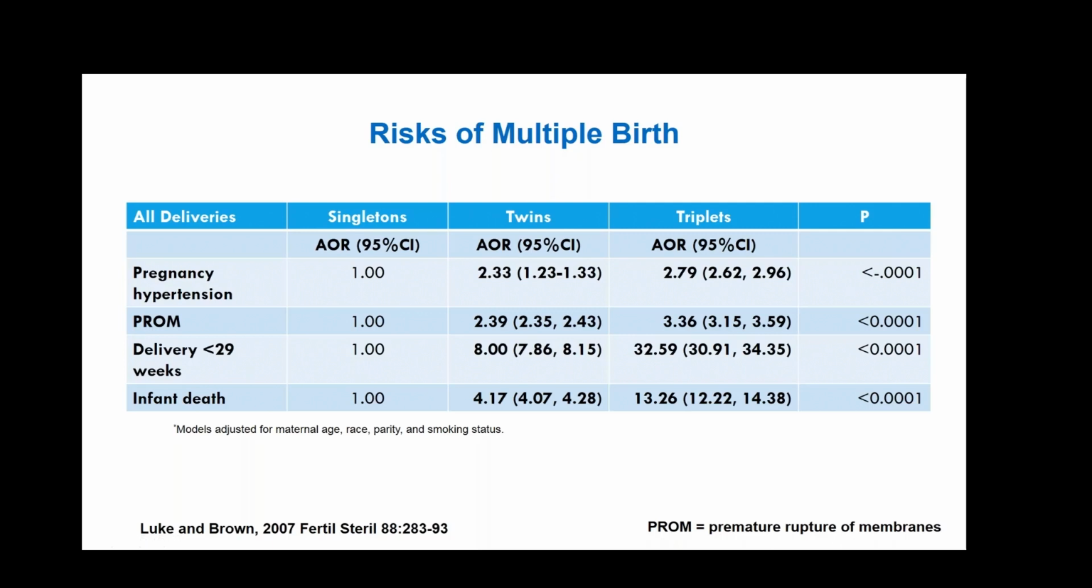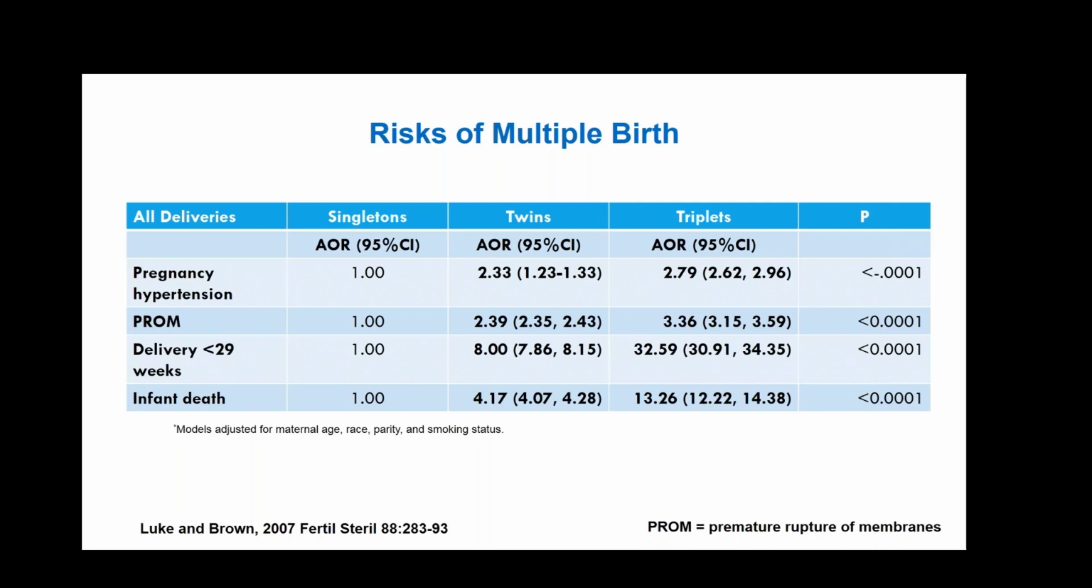Infant death is 4 times higher in twins than singletons and 13 times more common after triplets or higher order deliveries. This is why ASRM practice guidelines now define successive ART as a singleton pregnancy that results in a healthy singleton infant born at term. So we know that ART increases multiple birth and that multiple birth can compromise health of babies.